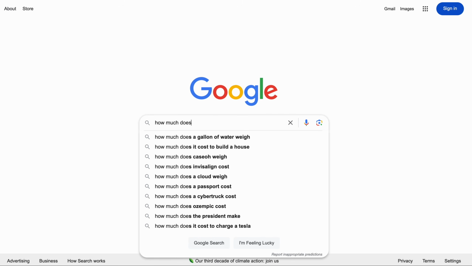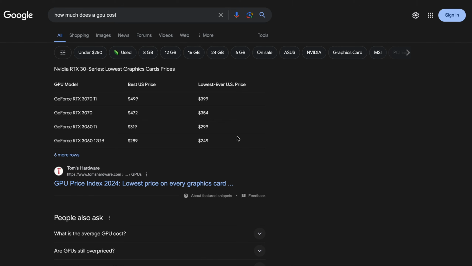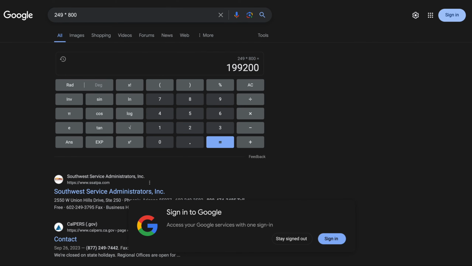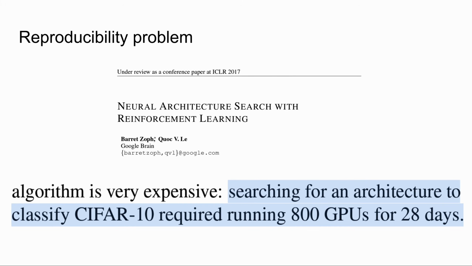How much does a GPU cost? Okay, let's look at the cheapest one, which is $249. And we have 800 GPUs, so that is $199,200. Yeah, not super affordable. So most researchers can't even afford to reproduce this research.